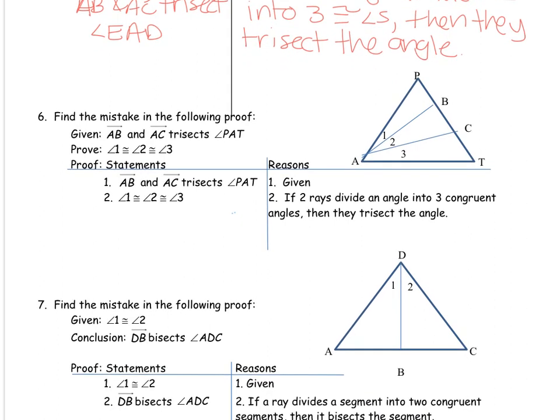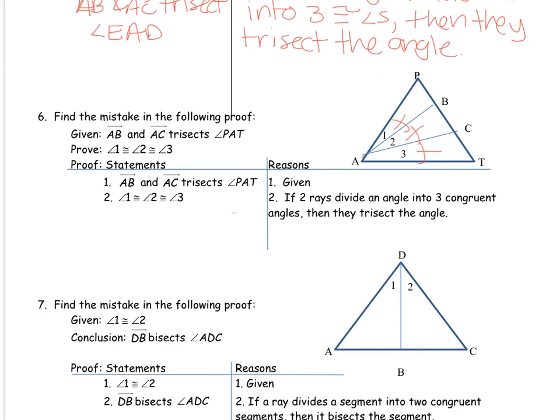Okay, this one says ray AB and ray AC trisect angle PAT. So if we mark our picture, we would say these are the 3 congruent angles. And what we're trying to prove is exactly that. Angle 1 is congruent to angle 2, which is congruent to angle 3. So they're starting their proof correctly with the given. Then they're saying what they're trying to prove on the statement. Their reason must be what's wrong. So let's take a look.